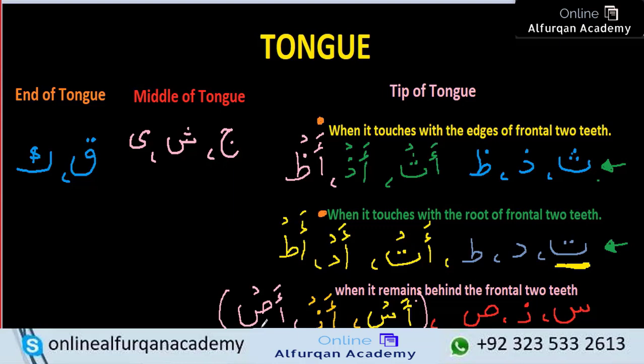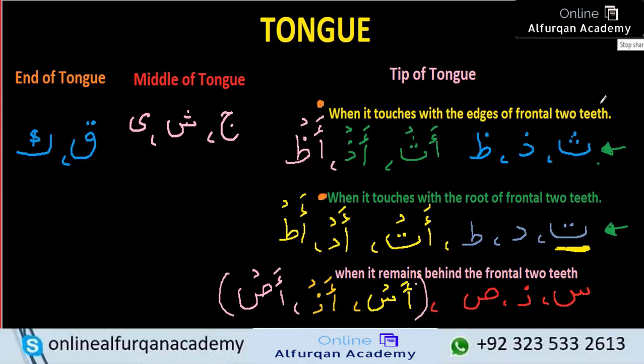Say it. And try to memorize these categories. Tha, Zal and Dha have same emission point: tip of tongue touching the edges of frontal two teeth. Next, Tha, Dal, Ta also have same emission point: tip of tongue touching the root of the frontal two teeth. And here the last one, this is Sin, Za and Sad. Upper side of teeth and lower side of teeth, they join each other and the tongue remains behind the teeth while pronouncing these 3 letters.